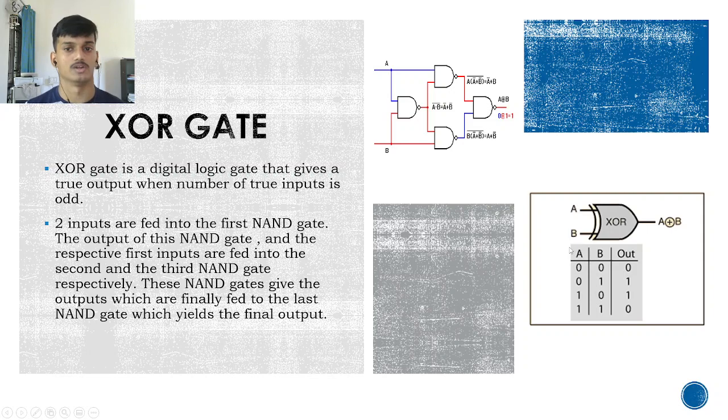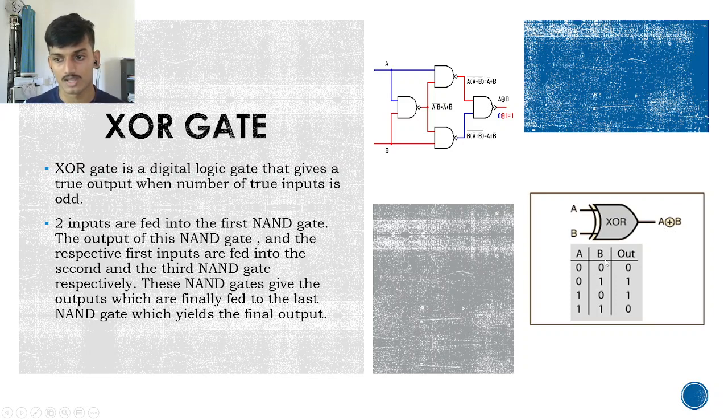Moving on to the next part, that is an XOR gate. An XOR gate is a digital logic gate that gives a true output when the number of true inputs is odd. That means if there is an odd number of ones in the input, only then you get the output as 1. If there is an even number of ones, then you get the output as 0. So this is a pictorial representation of an XOR gate, that is exclusive OR gate, and this is the symbol that we use for an exclusive OR.